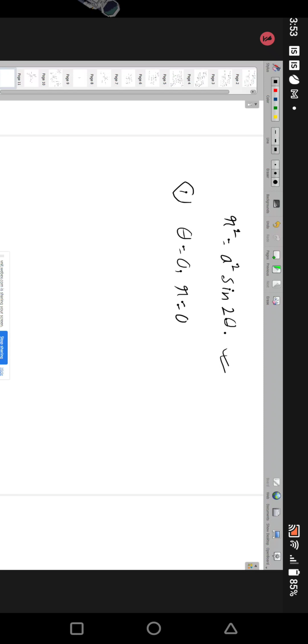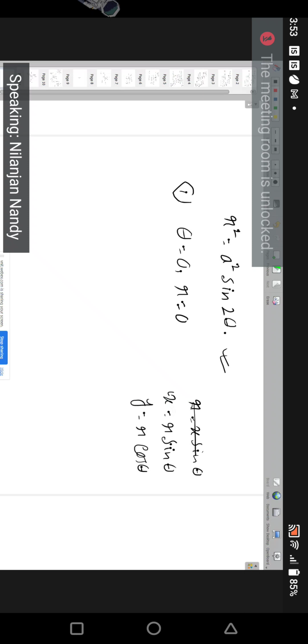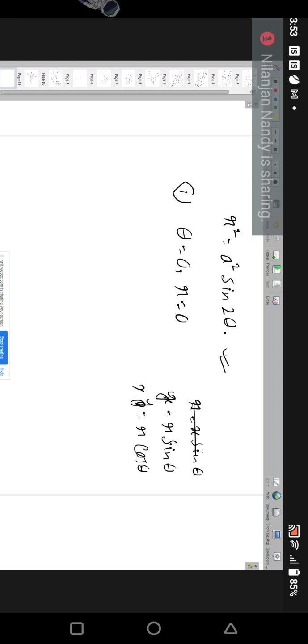Okay, so this is in polar format. So when you are substituting it into the Cartesian format, how can you put it in Cartesian format? x equals r sine theta, y equals r cos theta, or vice versa, anything you like. This is just relative. You can put this y, this x also. So basically if you put theta equal to 0, you have r equal to 0. So eventually the curve is passing through the origin.